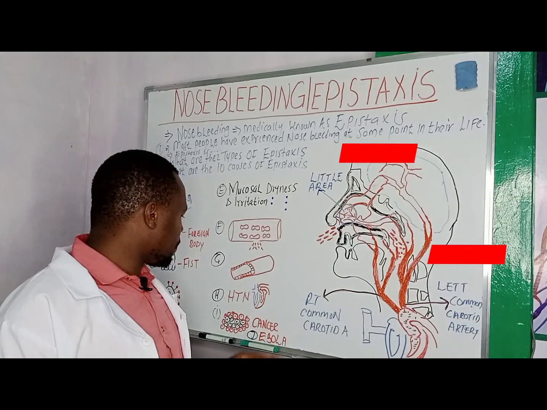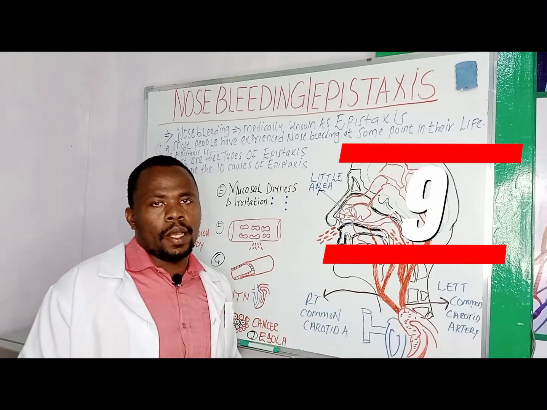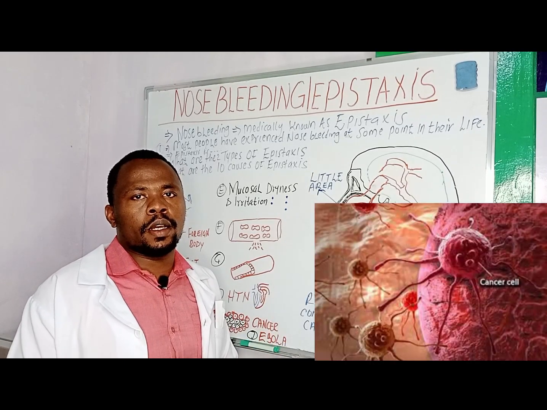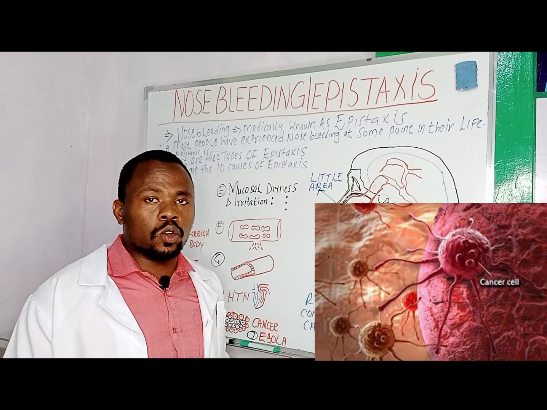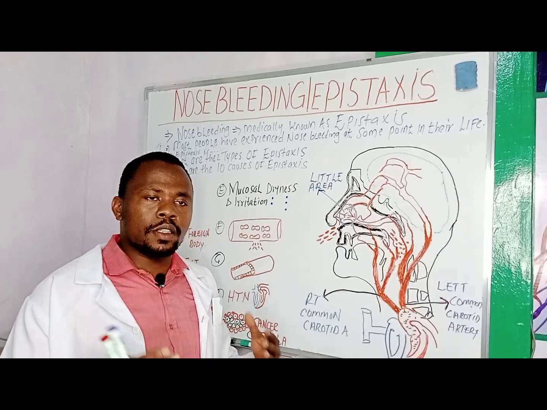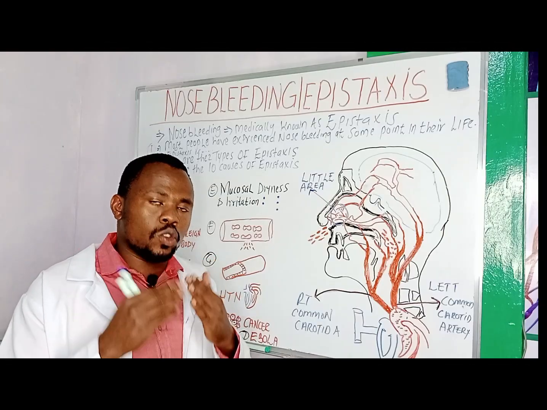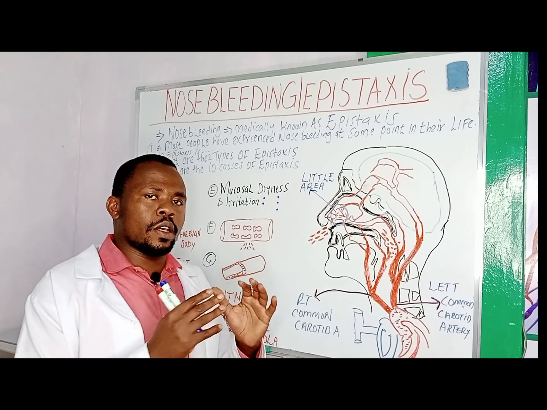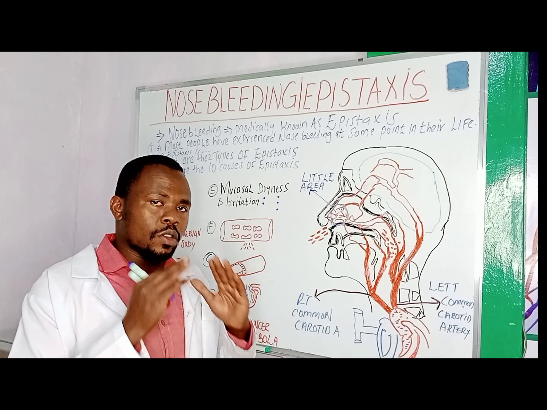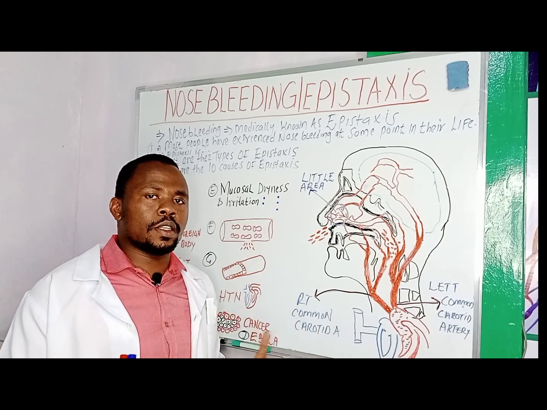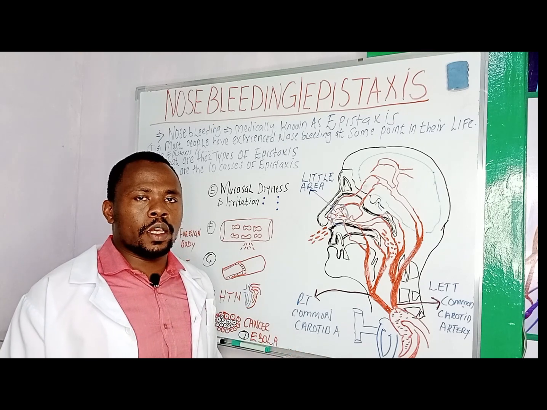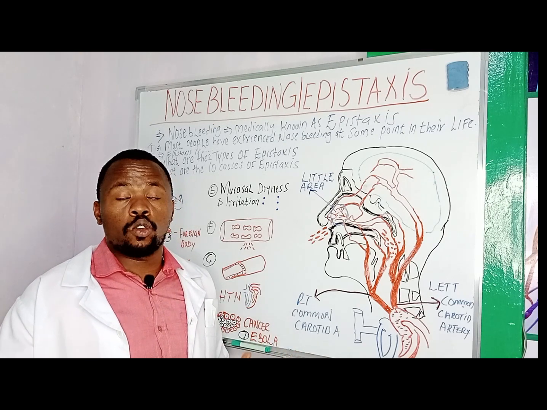Then we have cancer. Cancer is the overgrowth of cells when they lack control. We have cancers that can occur within the nose. Those cancers can result in damage to the blood vessels around the nose. We also have cancers that are not within the nose, that are elsewhere, like leukemia.